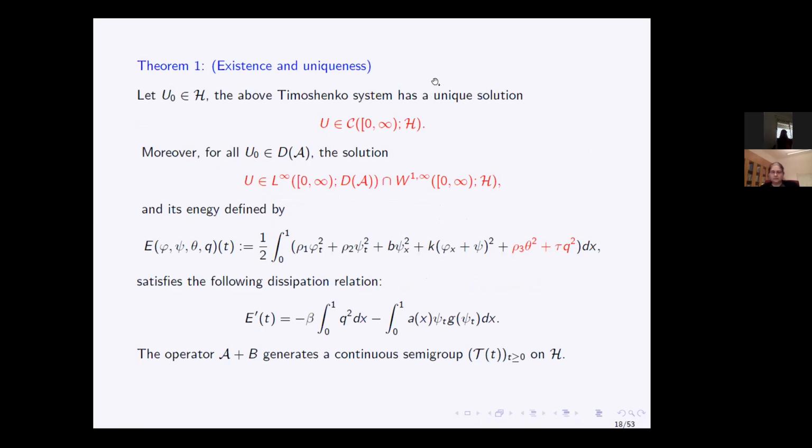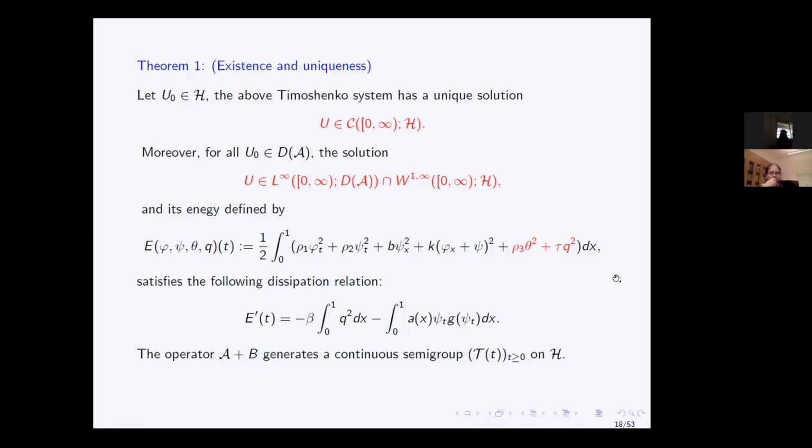The first result is the existence and uniqueness of the solution. Under the later assumption on the nonlinear term, we have the strong solution. We know that the regularity of the solution depends on the regularity of the initial data. So when the initial data is in the space H, which is a Sobolev space, we have a strong solution. And for this one, we have a weak solution.